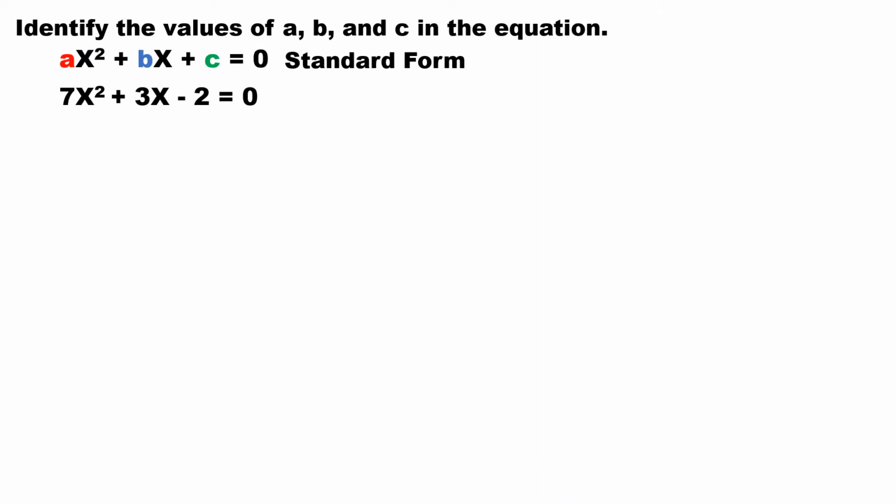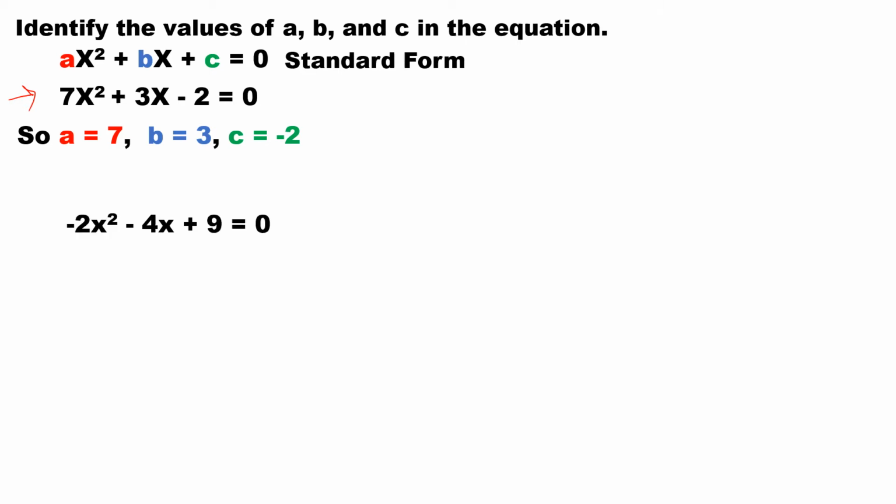So here's the standard form. I have given you this equation. And as you can see, we have 7x squared plus 3x minus 2 equals 0. I need to identify what value is a, what value is b, and what value is c. When I do that, I find that a equals 7, b equals 3, and c equals negative 2.